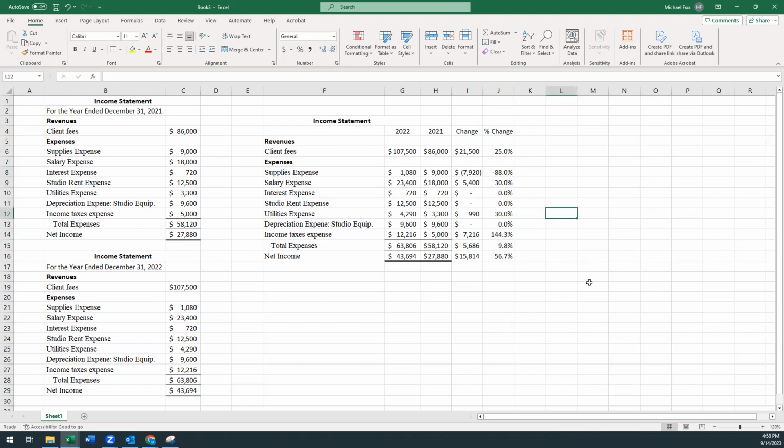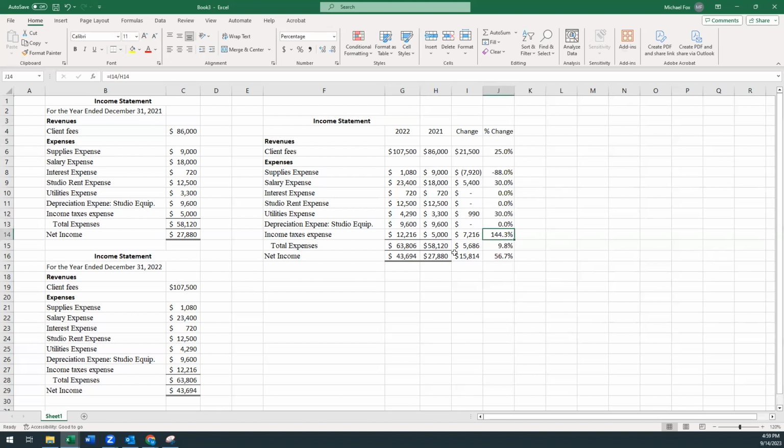All right. So now we start to learn a lot, right? We can see that our supplies expense decreased by 88%. Our salaries expense increased by 30%, and so forth. We can see all those things. We can see our income tax expense really jumped up, but often as business owners, we don't have much control over income taxes. They're usually just a percentage of our profits before tax. And since our profit before tax nearly doubled, or almost doubled, then we would expect our income taxes to do the same.